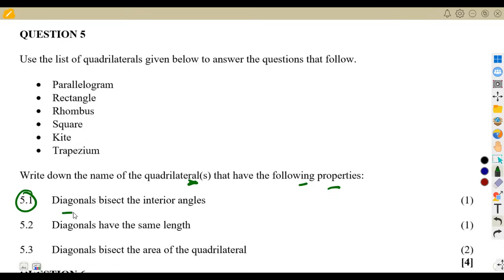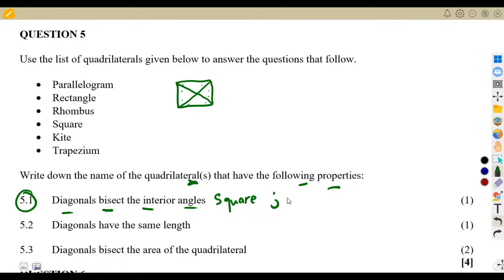The first one: diagonals bisect the interior angles. So there you just need to know the properties of your shapes, as explained in the video on the properties of each shape. Remember, the interior angles are the angles inside the shape. On a square or a rhombus, these diagonals bisect the angles inside. They divide the angles inside into two equal angles, 45 and 45. So this condition is on a square.